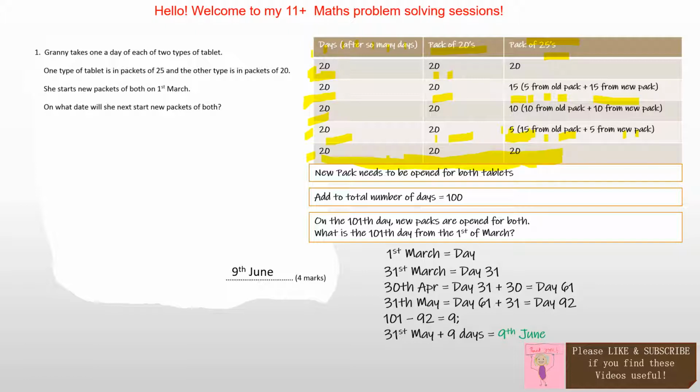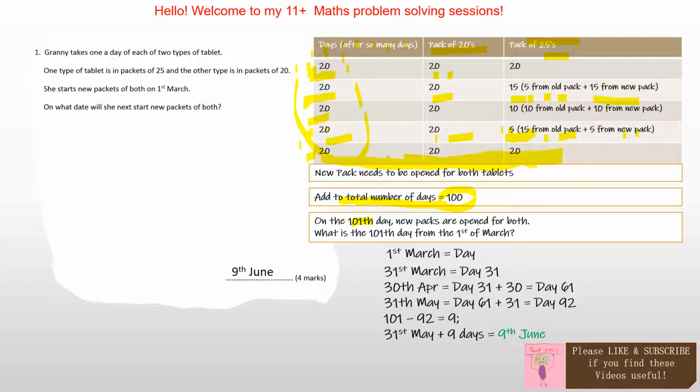So now new packs need to be opened for both the tablets. So we have now got the number of days. What we will do is add up these days. We add the total, and we get a total number of days is 100: 20, 20, 20, 20, 20, or 5 20s. 5 times 20 is 100. Okay, so on the 101st day new packets are opened for both.